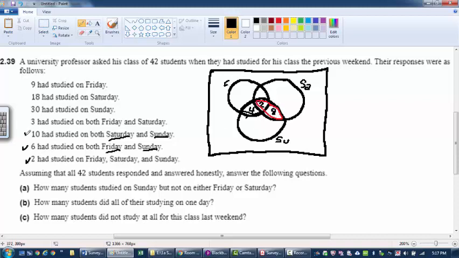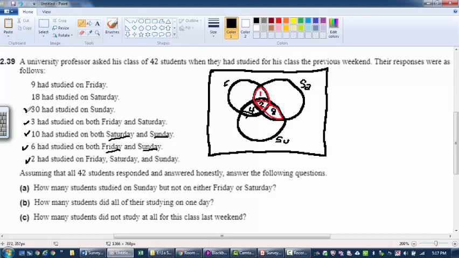Our next one is 10. We took care of that one. Next one is 3 studied on Friday and Saturday. Friday and Saturday would be this region here. So we have 3 minus 2, we have 1 that studied there. We could also interpret it as that they only studied on Friday and Saturday.